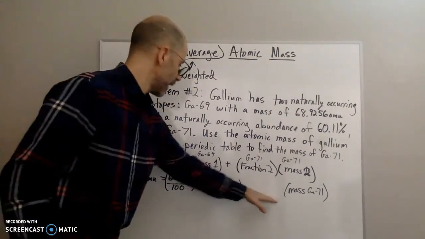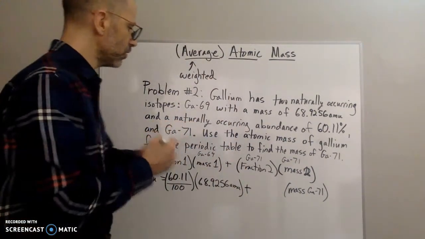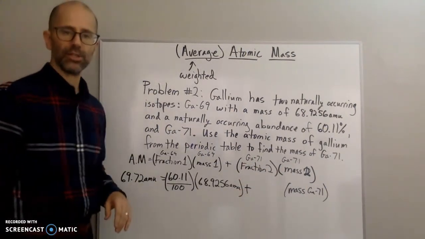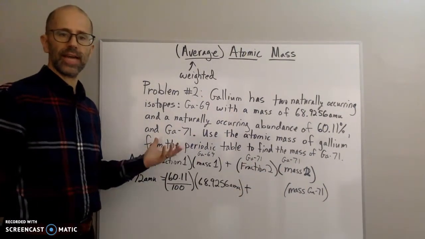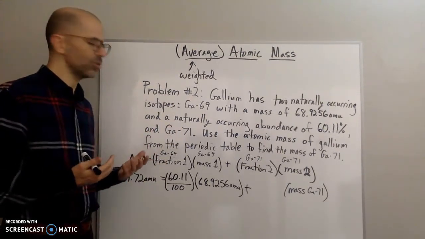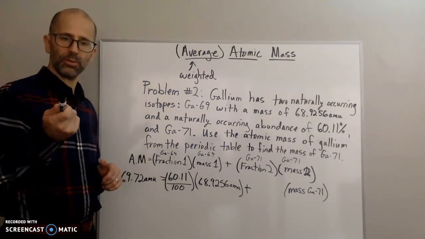And then we got to have our plus. And so this is what we're looking for, but they didn't give us the fractional abundance, or in this case the percent abundance, of our other isotope. So how are we supposed to solve this when we have two unknowns? Do we have two unknowns?